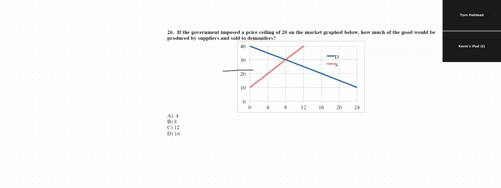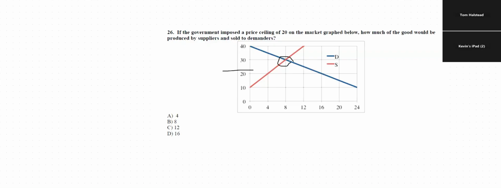So you're saying you're looking for the amount that's supplied or demanded. So do you have to shift demand? Equilibrium is at 8, and they're saying at an imposed price ceiling of 20 on the market graph below, how much of the good would be produced by suppliers and sold to demanders.